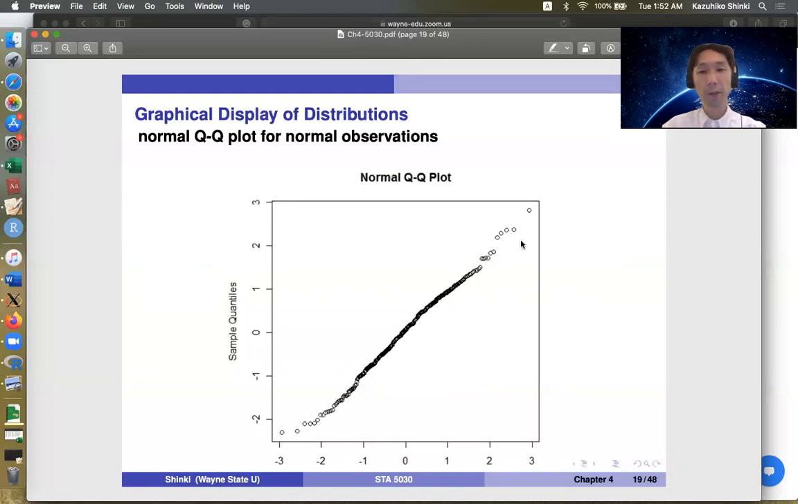So it corresponds almost exactly. Most points are on Y equals X. It's natural that some points on the left-hand side and right-hand side have a slight discrepancy from Y equals X.